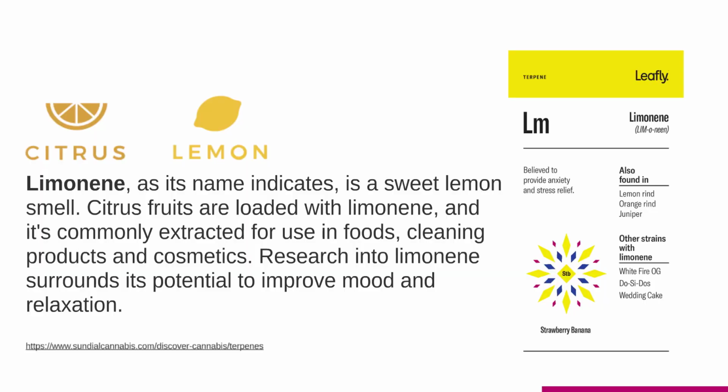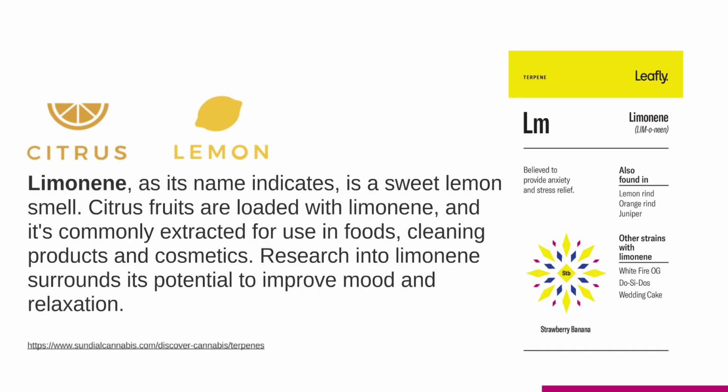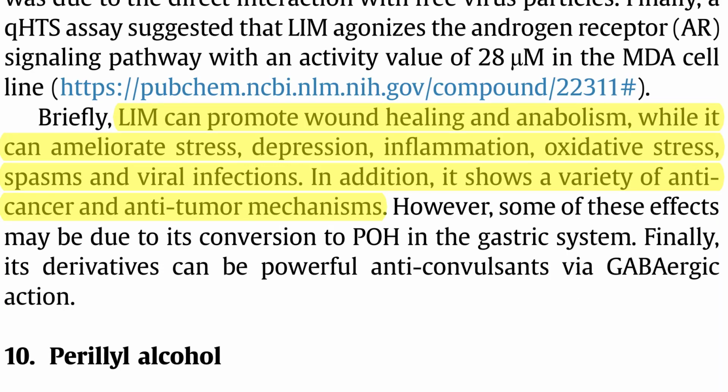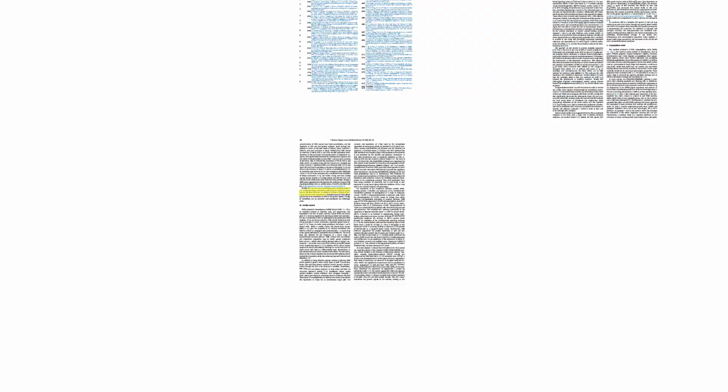The second highest level of terpenes typically measured in cannabis comes from limonene. As the name indicates, it's a sweet lemon smell. You find it in citrus. People believe that it has an energizing effect. When we go in and look at the literature, limonene has many benefits, not the least of which are lowering stress, improving depression, lowering inflammation and oxidative stress. So there's a lot of positive things that come from this. Nowhere in the literature was I able to find where limonene in and of itself caused anxiety.